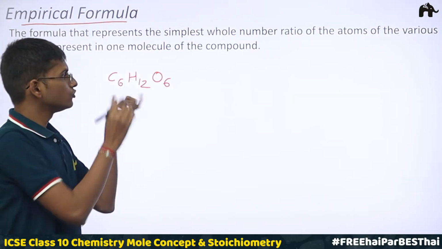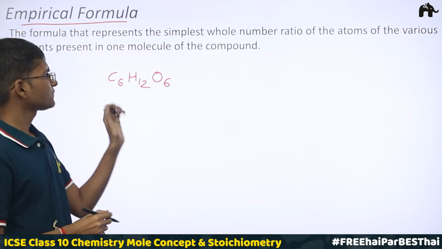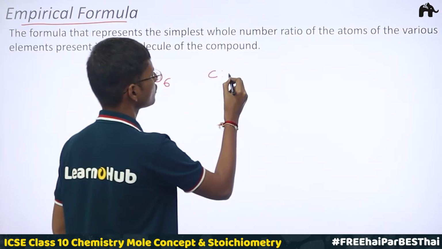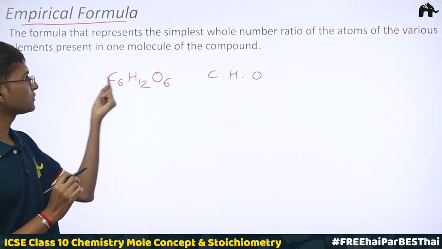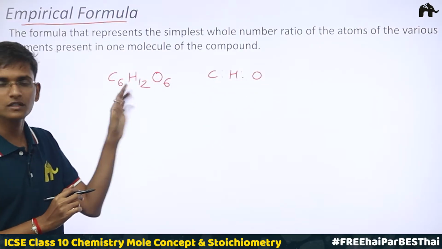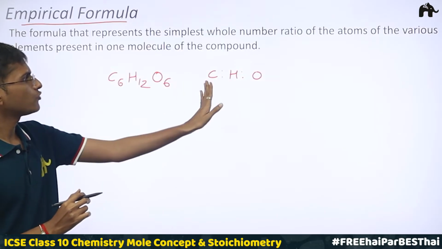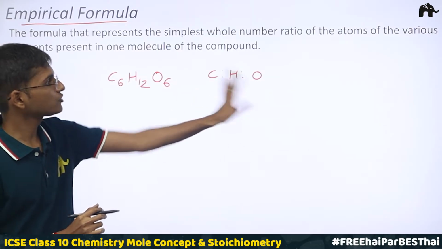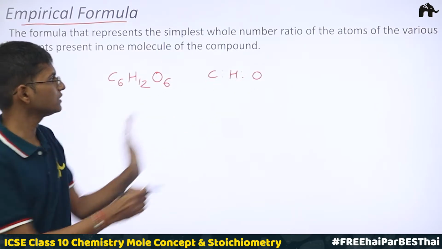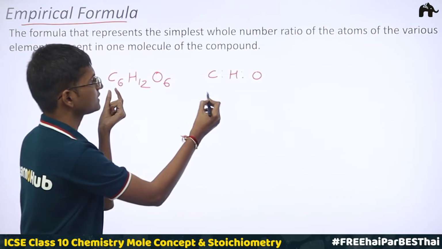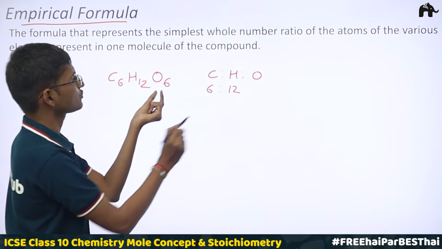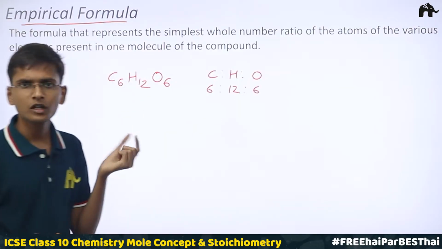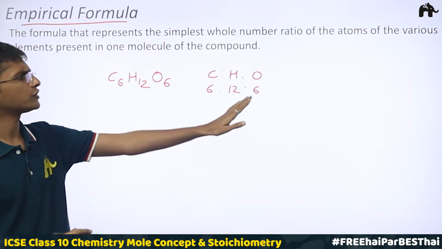Now, for this glucose molecular formula, if I would write the ratio of atoms of carbon, hydrogen and oxygen. See, there is carbon, hydrogen, and oxygen in this compound. Carbon has 6 atoms, hydrogen has 12, and oxygen has 6. So I would get this ratio, 6 is to 12 is to 6.